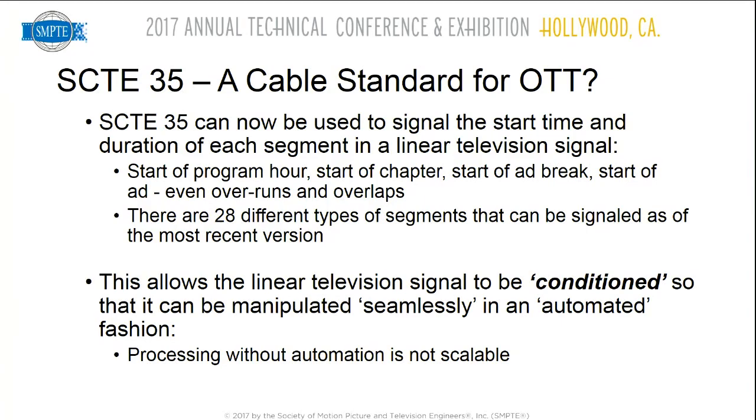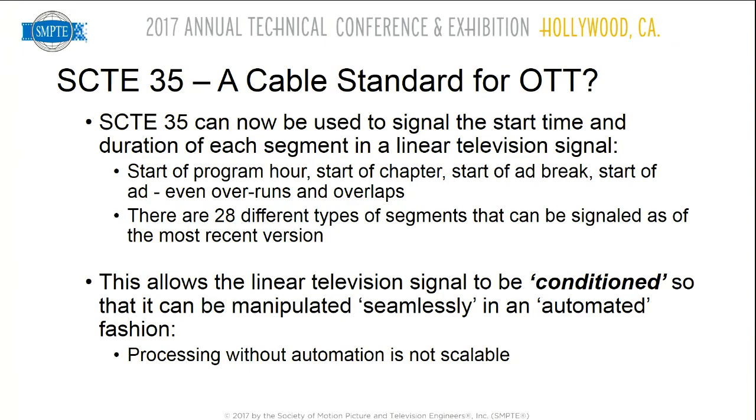SCTE 35, after multiple revisions and additions, can now be used to signal the start time and the duration of just about every segment in a linear television program. So we're talking about the start of the program hour, the start of a program chapter, the start of an ad break, the start of an ad, and many, many other things, even overruns, breakaways, and overlaps. In fact, there are 28 different types of signal defined in the current standard. There were 26, but they added 2 in the last revision.